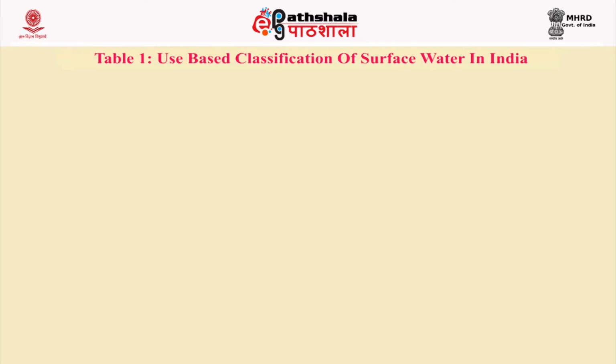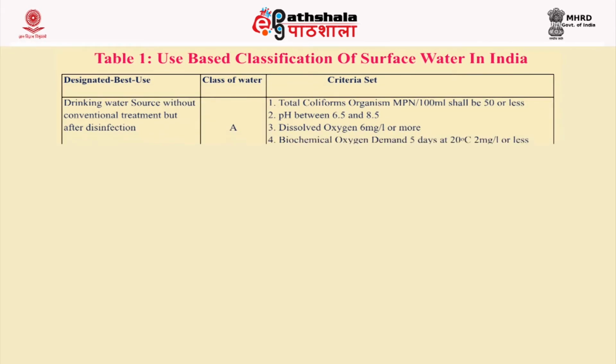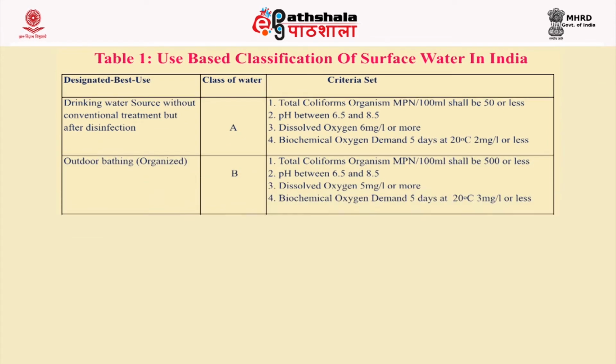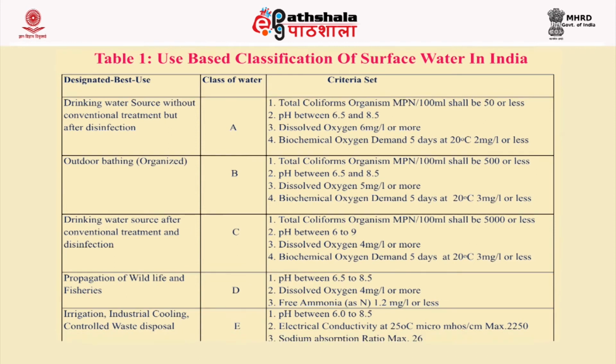Table 1 shows the use-based classification of surface water in India. It includes different designated best use of water, class of water, and the criteria on the basis of which it is classified into different classes. Drinking water source without conventional treatment but after disinfection should be classified into class A. The criteria are: total coliform organisms shall be 50 or less than 50, pH should be between 6.5 and 8.5, dissolved oxygen should be 6 milligram per liter or more, and the BOD should be 2 milligram per liter or less. Similarly, different classes of water have been classified.